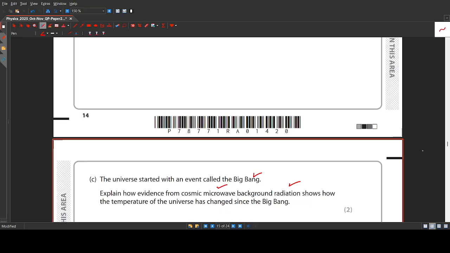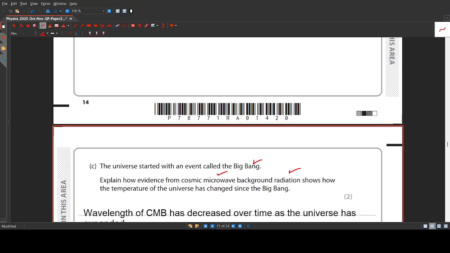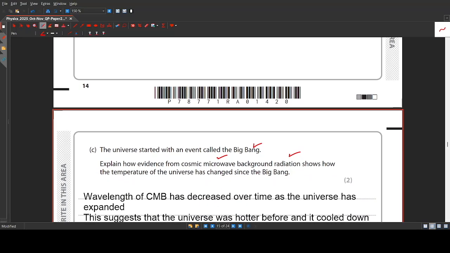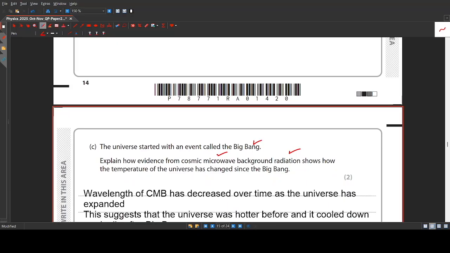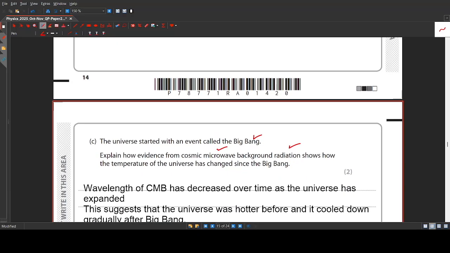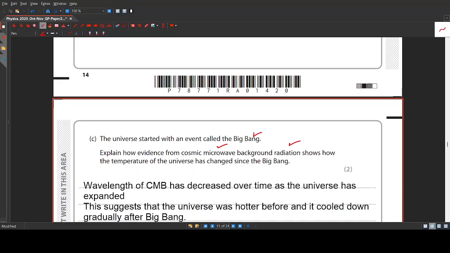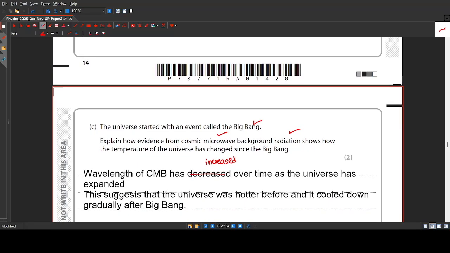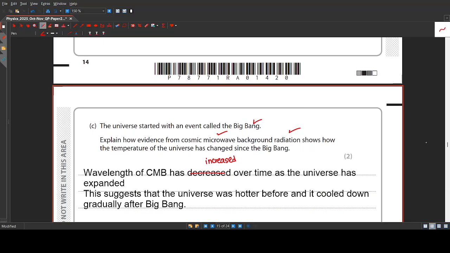when the event occurred at the time, the waves that were emitted had a very high frequency. But since the universe expanded, the wavelength of the waves emitted increased as well. And now it is emitting microwaves. So the wavelength of CMB has increased over time as the universe has expanded. All right. This suggests that the universe was hotter before and it cooled down gradually after the Big Bang.